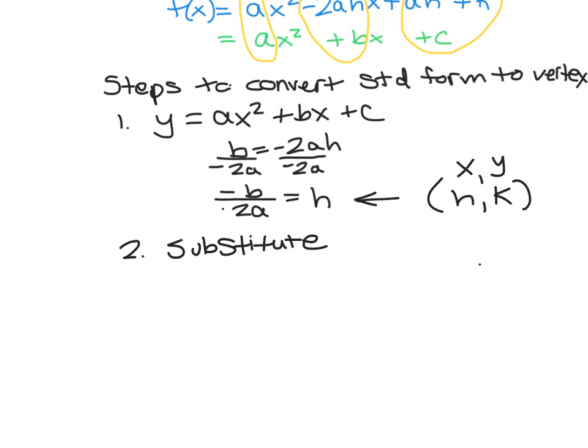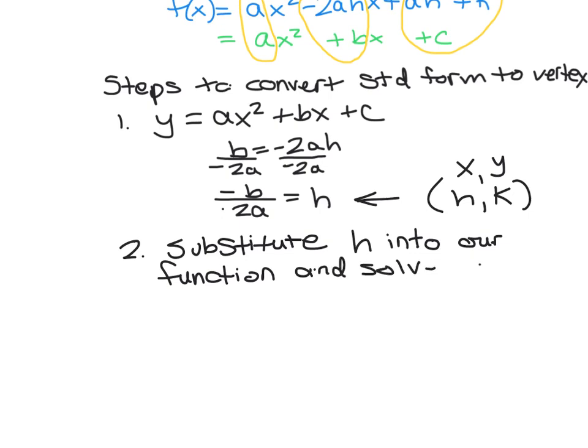All right, so if we want to find y, we can substitute h into our function, and solve for the output. That's much easier than using that other relationship. And remember what we're solving for. This y is k. So from that, we'll end up knowing exactly what our vertex is.